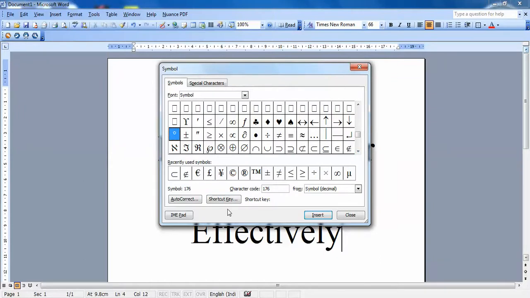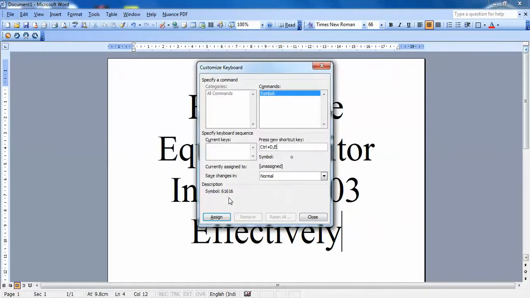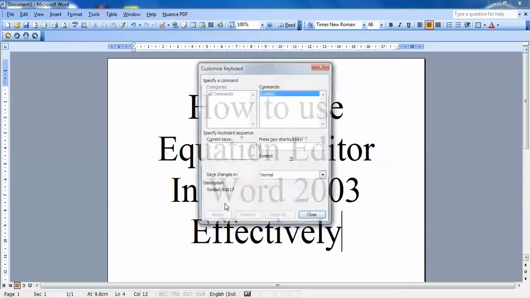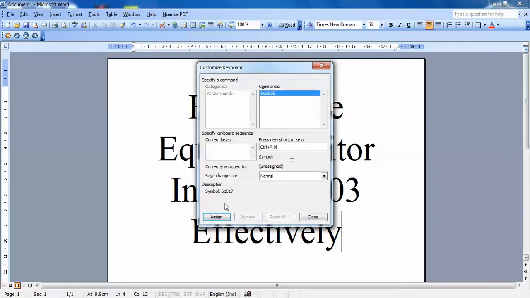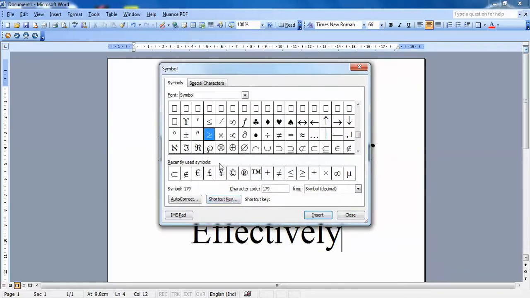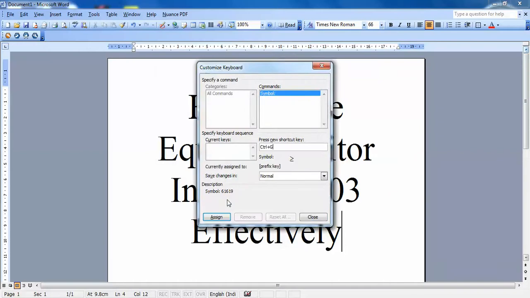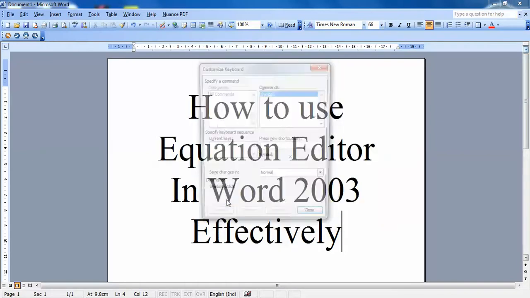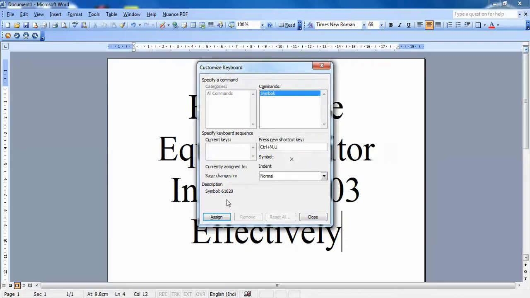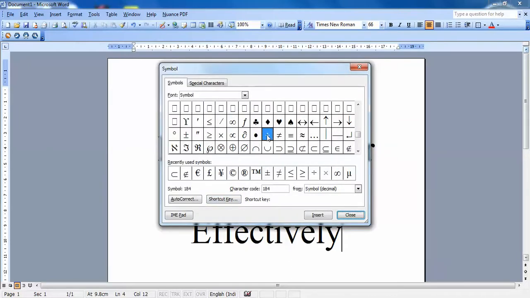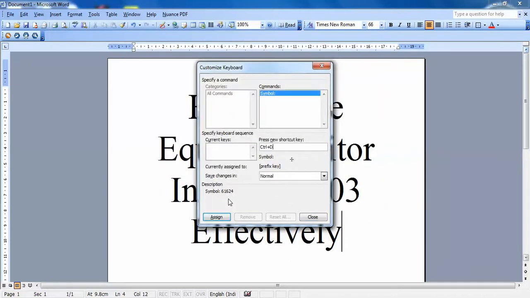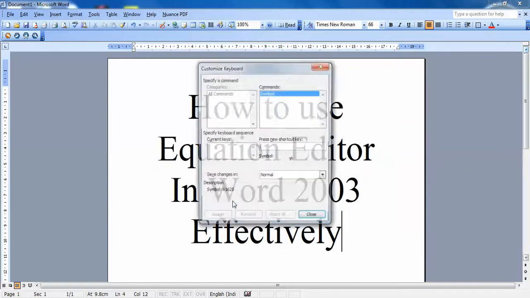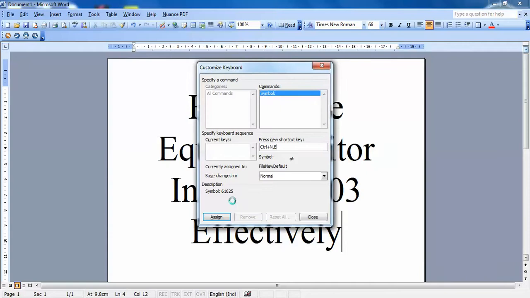Then we have a degree. Ctrl DE. Then we have a plus minus sign, so plus minus PM. Then a greater than or equal to. Then we do not have a multiplication sign on the keyboard, so MU, that is multiplication. We also don't have a division sign, so control division. We do not have any not equal to sign, so control NE, that is not equal to.